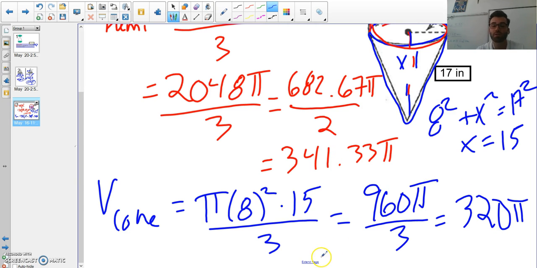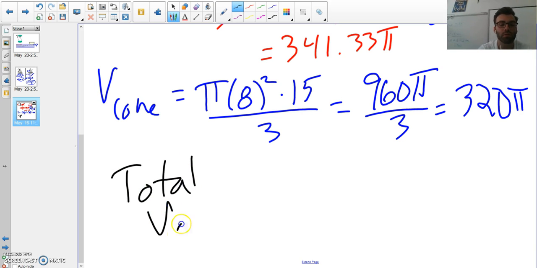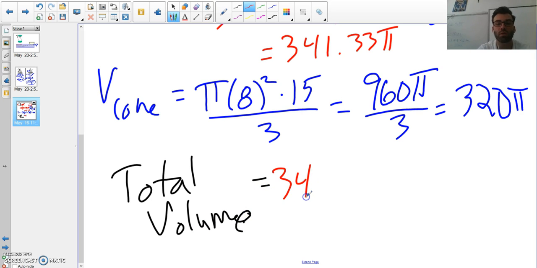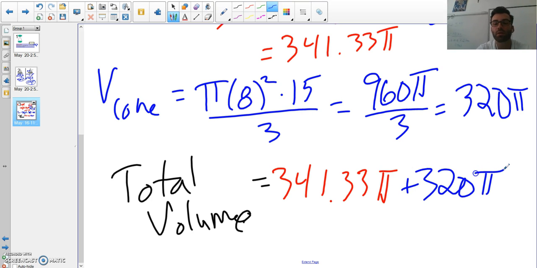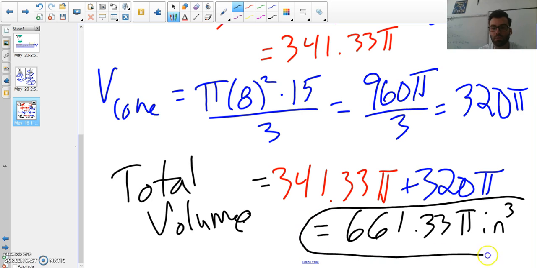So what do you think I should do? Right, we're going to add them. So total volume equals 341.33 pi plus 320 pi, which gives us 661.33 pi inches cubed. All right.